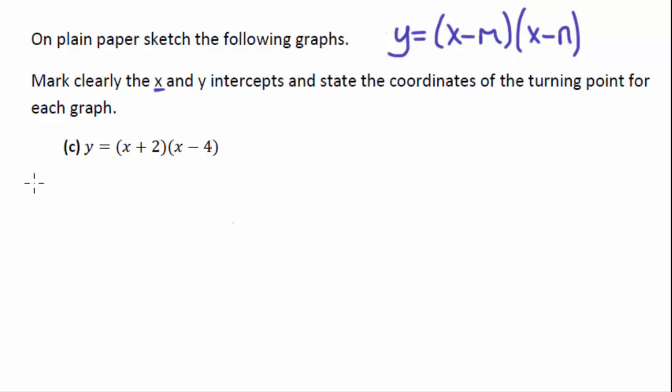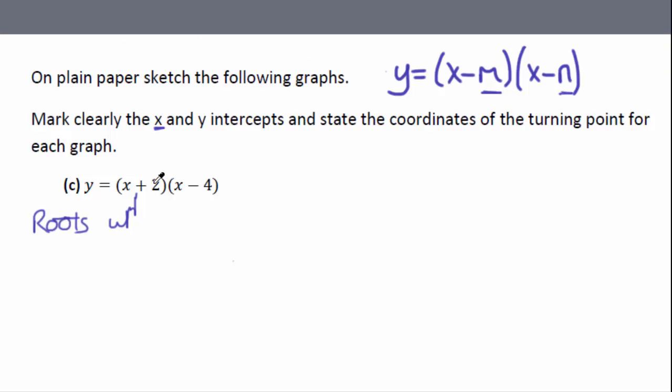Okay, so these x coordinates are known as the roots. Now, all these equations take the form of x minus m, x minus n, and what you'll actually find is the value of m and the value of n, these are actually where it crosses the x-axis, so that's known as the roots. But these are actually worked out because the roots are when y equals 0.